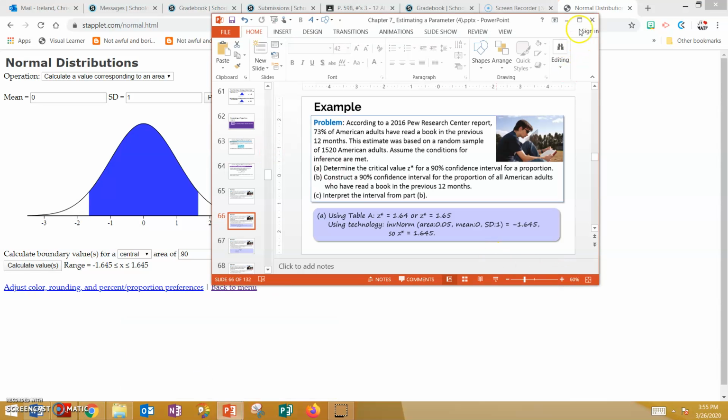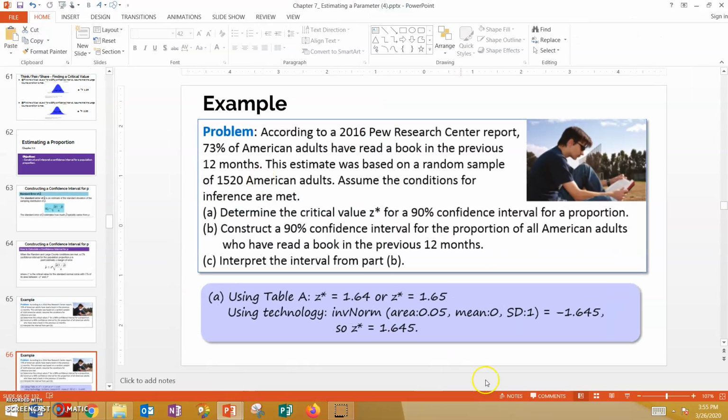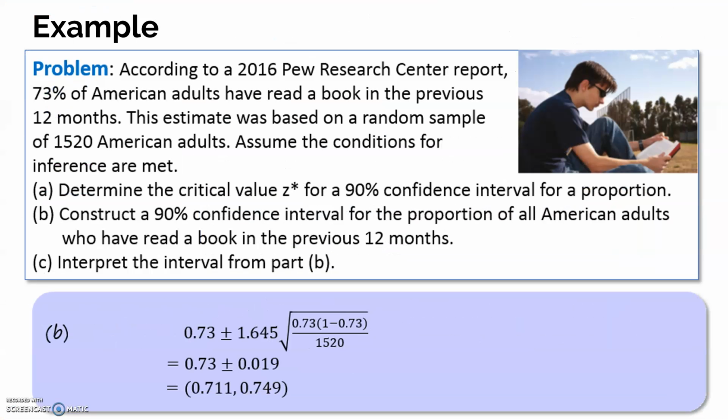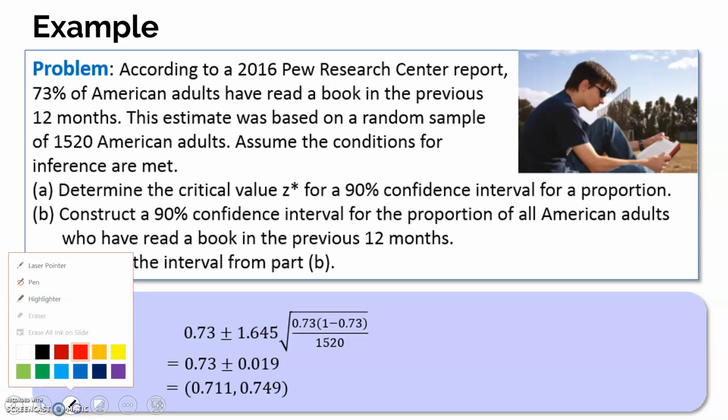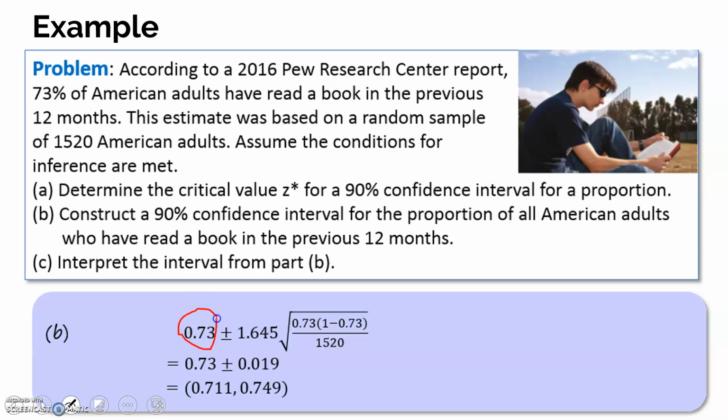All right, so now we're going to start to build our full interval using that value. On part B, we are going to substitute our p hat right here. P hat is this value here. It's a decimal. Don't plug in a percentage. It's 0.73 plus or minus. Here's the z star that you just calculated. Now again, if you use 1.65 or 1.645, shouldn't be much of a difference.